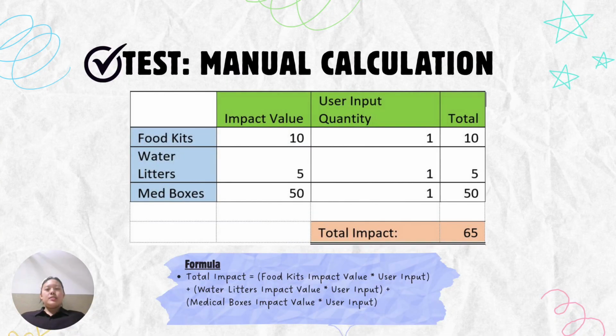To test whether our program is correct and accurate, we are using manual calculation to prove it. An impact value is a constant that we set. By multiplying with the user input quantity, we calculate the total impact. For example, we are using 1 for food kits, water liters, and medical boxes as our user input quantity. 10 times 1 is 10, 5 times 1 is 5, 50 times 1 is 50. So the total impact will be 65.